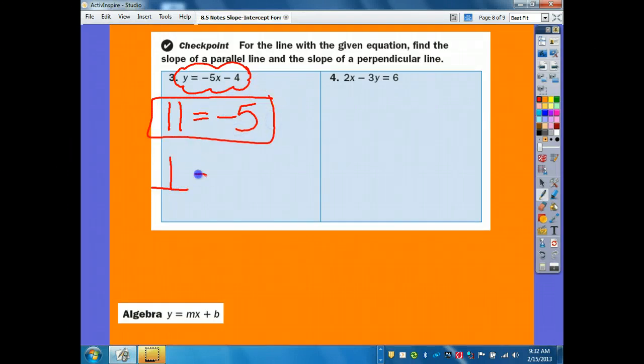Now let's do the perpendicular slope. I need the negative reciprocal. The first thing we need to do is flip it. How do I flip a negative 5? There's nothing under it. That's like putting a 1 under it, so it's like negative 5 over 1, right? How do I flip that? I get 1 over 5. Will this be a positive or a negative? A positive, because it has to be the opposite of the parallel one. So we leave it as a positive. We're done.